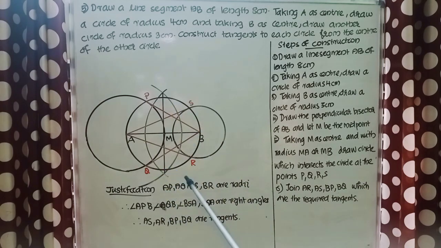Justification: AP, AQ, BS, BR are the radii of the circles. Therefore, angle APB, angle AQB, angle BSA, angle BQA are right angles. Therefore, AS, AR, BP, BQ are tangents.